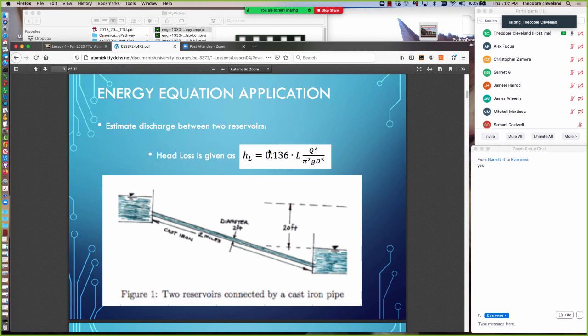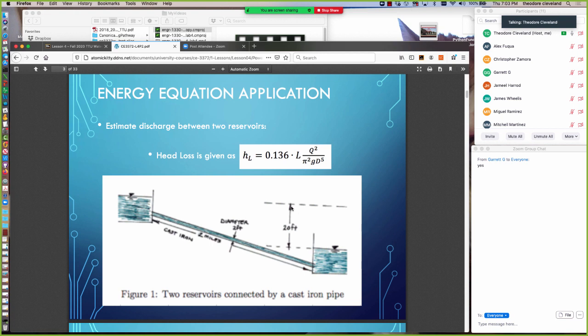So we ask ourselves, how would we estimate discharge? Well, the head loss for the system clearly has to be equal to the available head between the two pools. So the head loss is equal to 20 feet. So now we have the equation that 20 is equal to 0.136 times L Q squared over pi squared g d to the 5th.